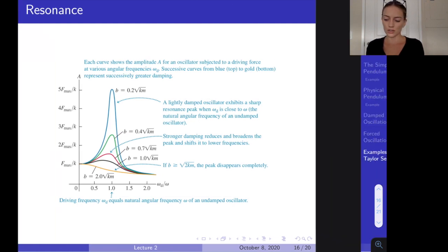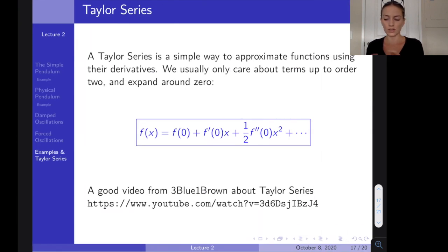Okay, so now we're just going to do a couple more examples and also some miscellaneous things that I know trip some students up. So the first thing is Taylor series, obviously.